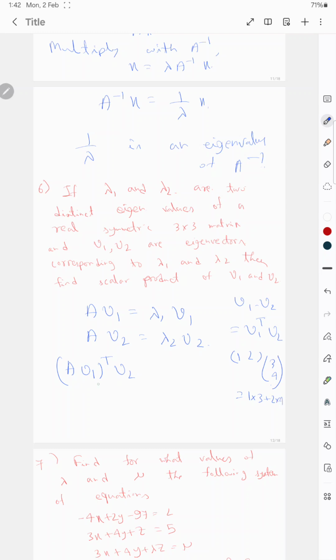So that's why we are dealing with this type of v1 transpose v2. Okay, so what you have is basically A v1 is equal to lambda 1 v1 transpose v2.